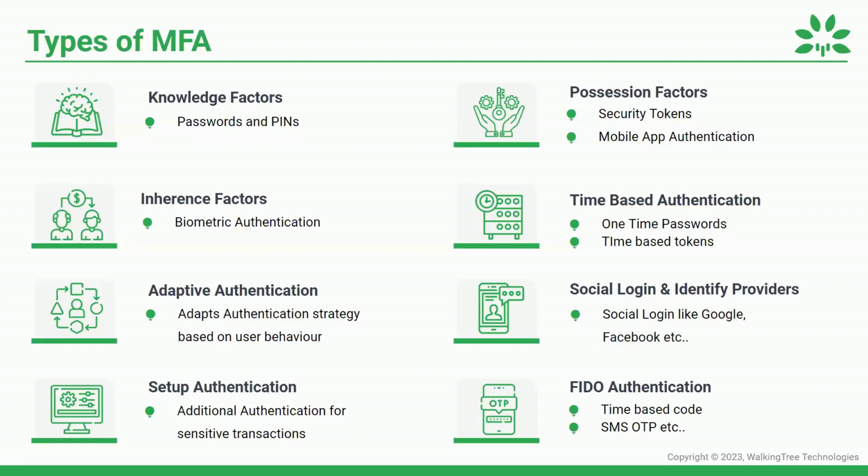There are different SDKs, and third-party systems provide these capabilities inbuilt, which can be integrated easily with Keycloak. Time-based authentications, like one-time passwords or time-based tokens, can be generated in authenticator apps like Google Authenticator, Outlook Authenticator, these kinds of tools. And adaptive authentication is where, based on user behavior, you change the factors.